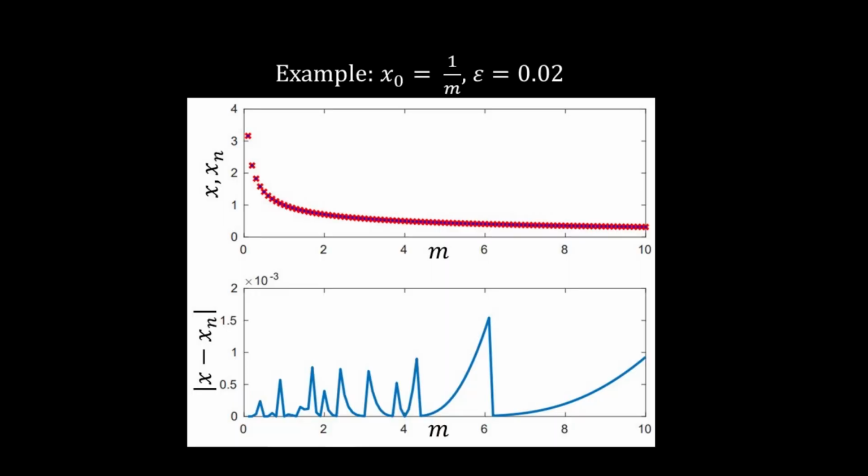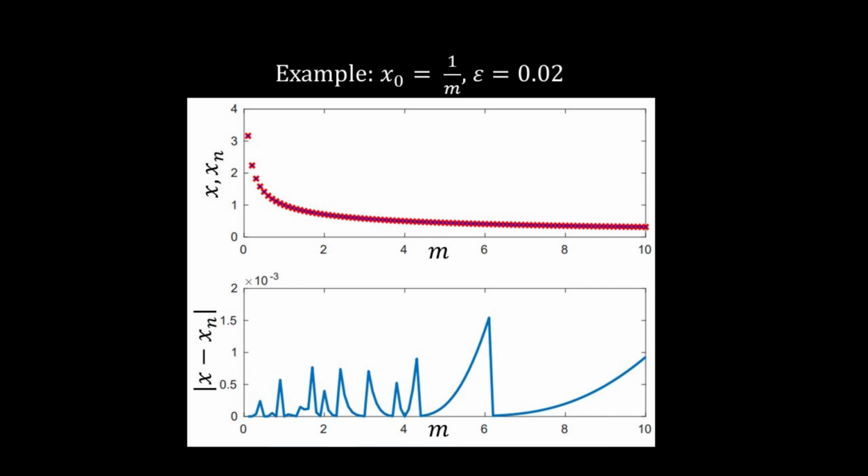This is an example in which I computed an approximation of the inverse square root for numbers between 0.1 and 10. The initial guess is 1 over m instead of the inverse of the square root of m, which seems reasonable, and an epsilon of 0.02. In the first figure, I am showing in red our approximation, and in blue a better approximation computed using a standard math library. The second figure shows the absolute error.